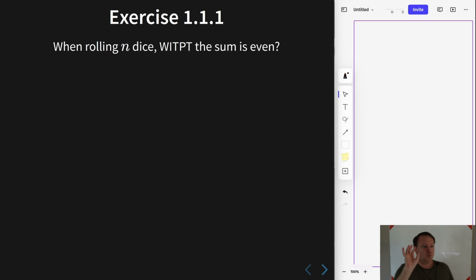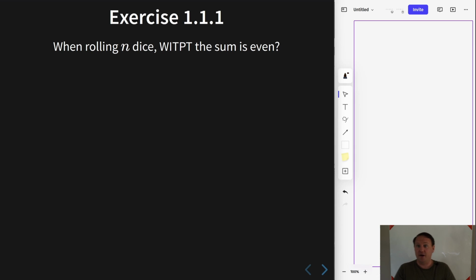So the first problem is: when rolling n dice, what is the probability that the sum is even? WITPT is my abbreviation for "what is the probability that." Fairly straightforward question, although I found the solution quite hard to find. It took me more than a minute to think of this for sure. Once you know the trick, the solution can be found quickly, but I had to spend quite a while coming up with the trick.